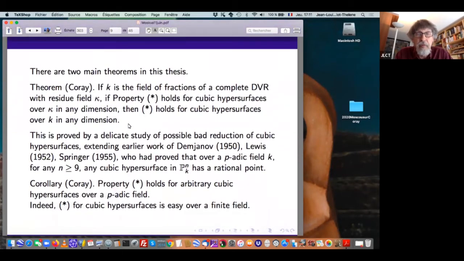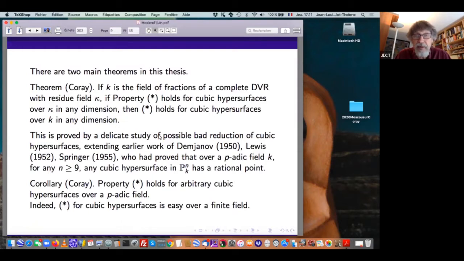So the first one, on which I will speak very little, but I really want to speak about it a little bit because it's very nice. Suppose your field K is the field of fractions of a complete discrete valuation ring with residue field kappa. If property star, which I mentioned, that is, if you have a point in an extension of degree prime to 3, then you have a rational point. Suppose it holds for cubic hypersurfaces over kappa in any dimension, then the same property holds for cubic hypersurfaces over K in any dimension. Okay, so that property is inherited by passage to a complete DVR with the field you started with.